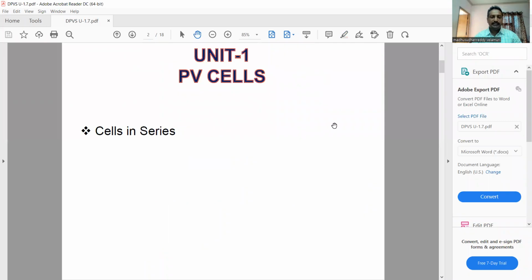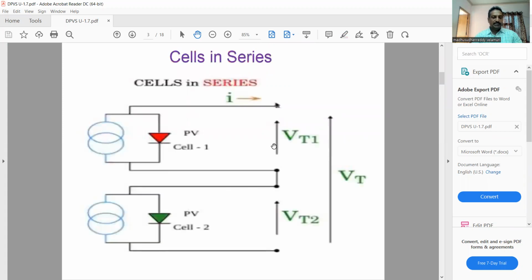This video session contains cells in series, which I already started, but I want to explain the IV characteristics regarding these cells in series. There are two types of cells in series, identical cells and non-identical cells. If you connect identical cells, how do they behave? If you connect non-identical cells, how do they behave? So we need this behavior.